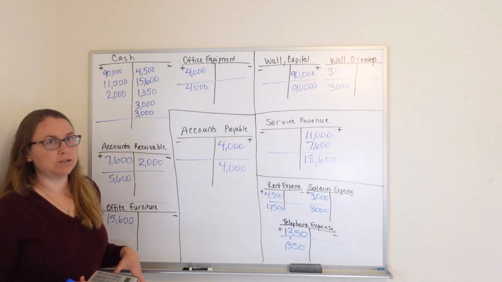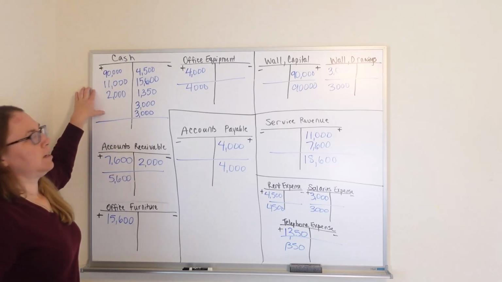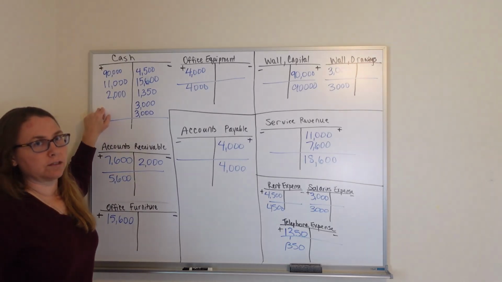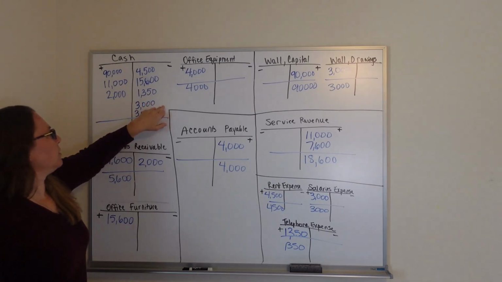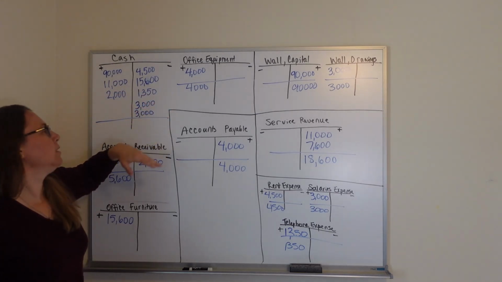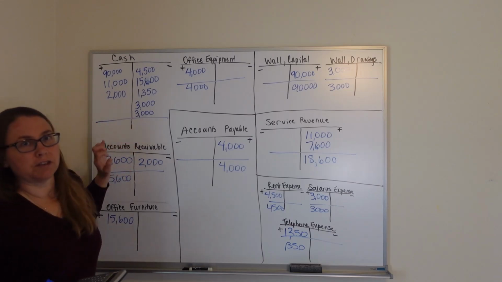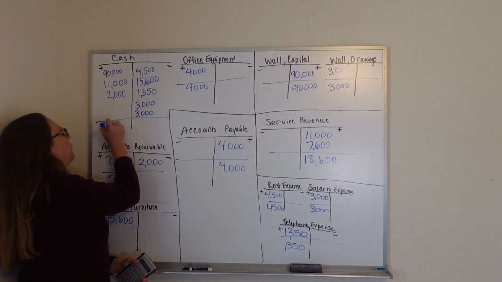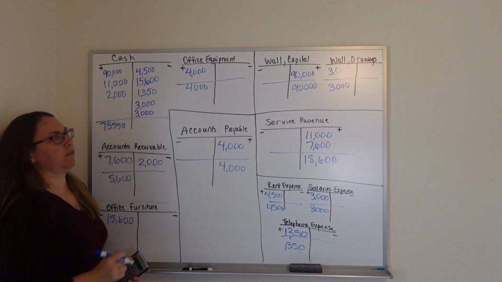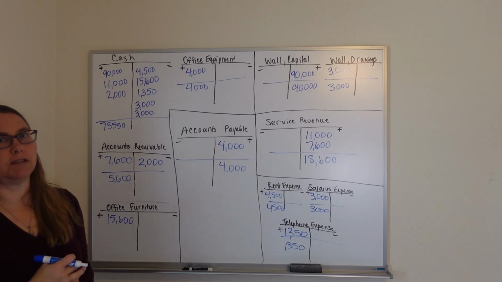Okay, so what I want to do here is add up my debits. Those add up to $103,000. Then I'm going to add up my credits. Those add up to a little over $27,000. And then I'm going to take the difference between the debits and the credits. And I should get $75,550. So that's my ending balance in cash.